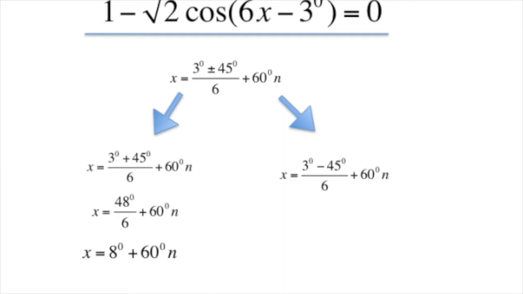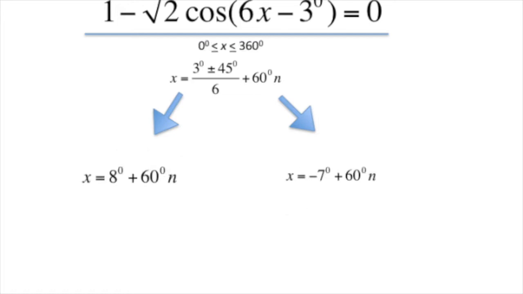Doing it the other way, 3 minus 45 degrees gives you negative 42, which reduces to negative 7. And so negative 7 degrees plus 60 degrees times n is the other set of answers to the problem. So there are infinite answers. 8 degrees plus 60 plus another 60 plus another 60, and negative 7 degrees plus 60 plus another 60 plus another 60.